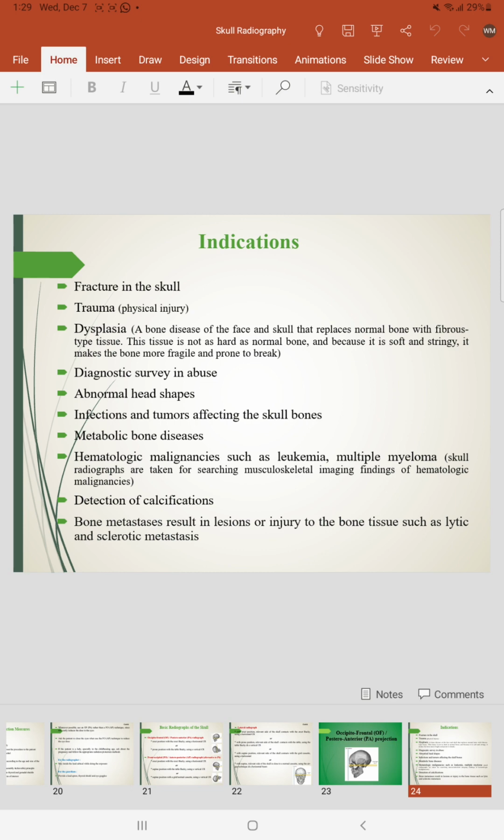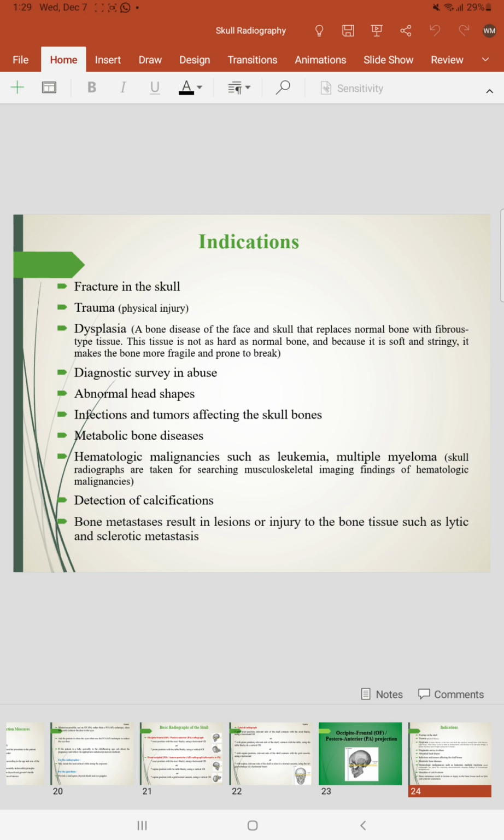This tissue is not as hard as normal bone, and because it is soft and stringy, it makes the bone more fragile and prone to break. Then diagnostic survey in abuse. Abnormal head shapes, infections and tumors affecting the skull bones, metabolic bone diseases, hematologic malignancies such as leukemia, multiple myeloma.